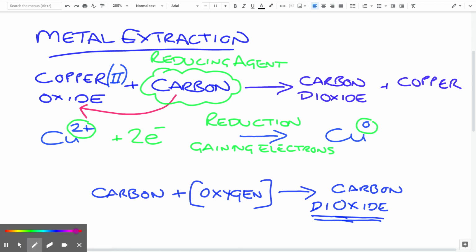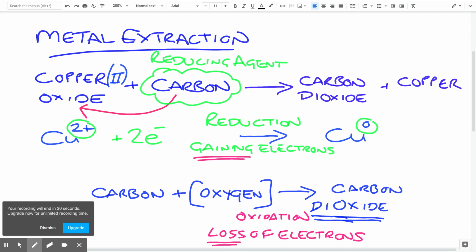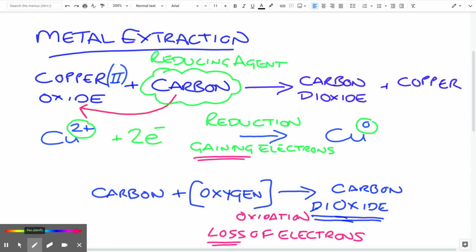The name given to this, the gain of oxygen, can be regarded as an oxidation reaction. And in terms of electrons, it is the loss of electrons. And this loss of electrons from the carbon occurs simultaneously, so that the carbon loses, or gives, electrons, allowing the copper 2+ to gain those electrons. And so we have to have both of these processes occurring simultaneously for that to occur.